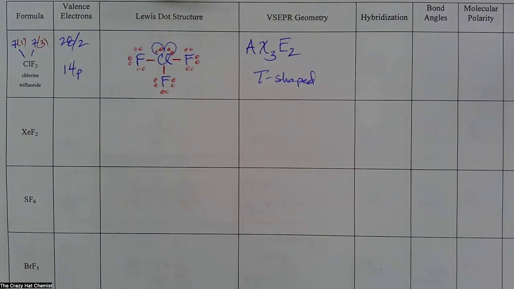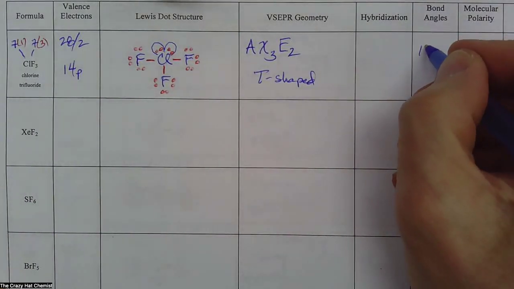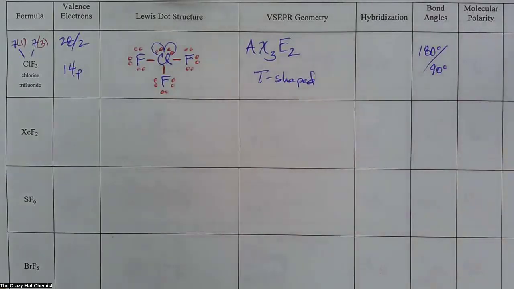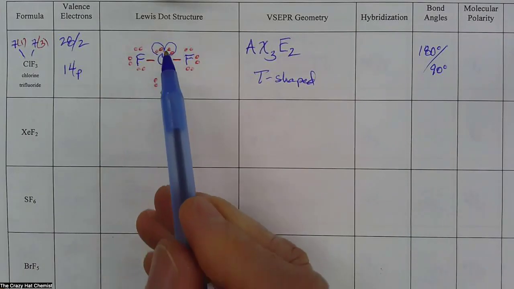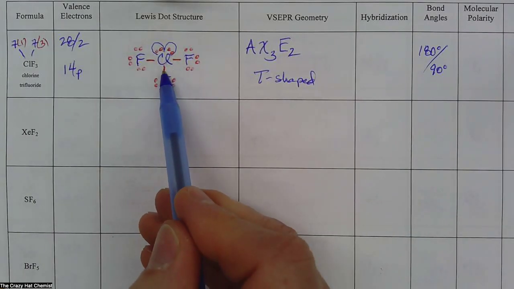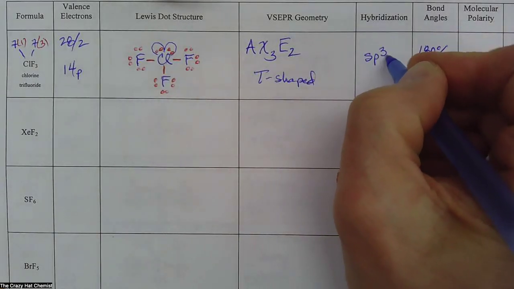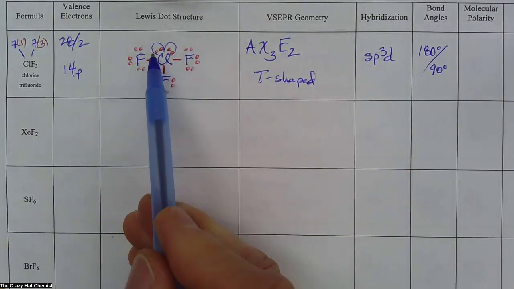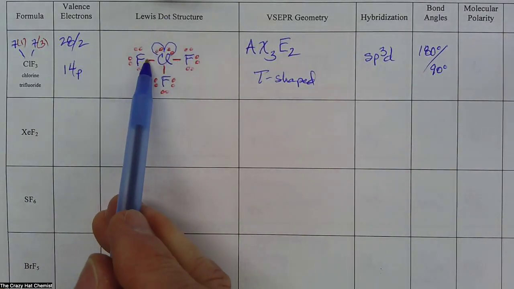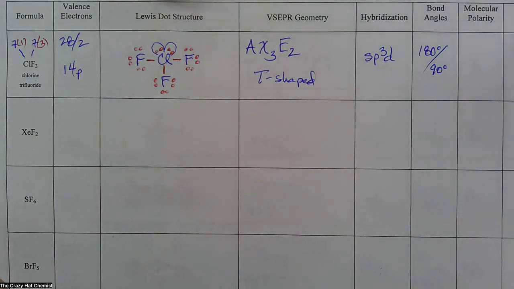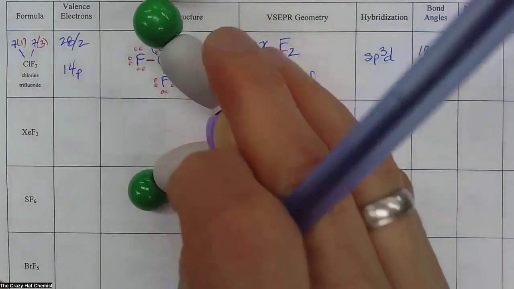T-shaped has bond angles that are 180 and 90. Okay. The hybridization is such that it is s, p1, p2, p3, d. It's sp3d hybridized. Let's do that again. We can start anywhere we want. s, p1, p2, p3, d hybridized. And let's make that model for our polarity.